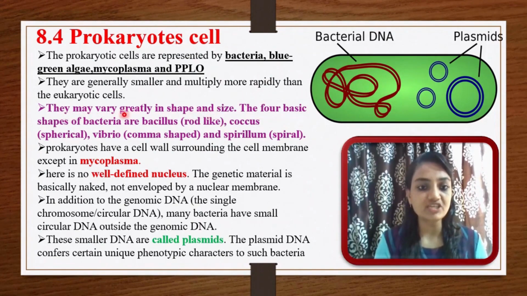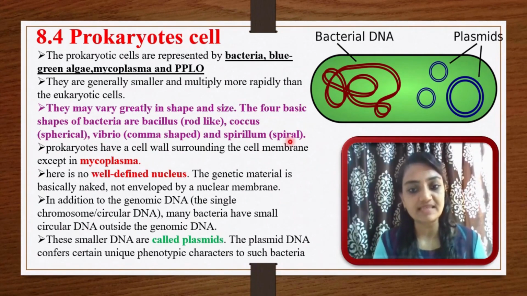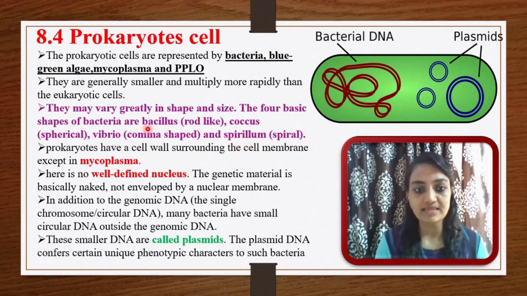The four basic shapes of bacteria are, first, bacillus, the rod-shaped bacteria. If the organism is rod-like, it is called bacillus. If the shape is spherical, it is considered a coccus. If a comma-shaped organism is there, it is called vibrio. If the shape is spiral, it is called spirillum. In this way, we can divide bacteria into four groups on the basis of their shape.